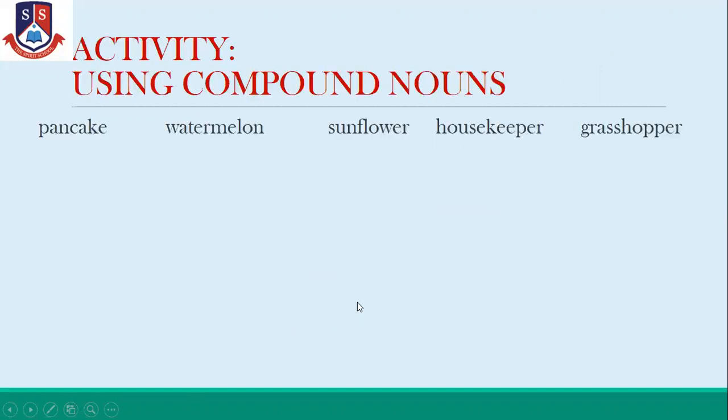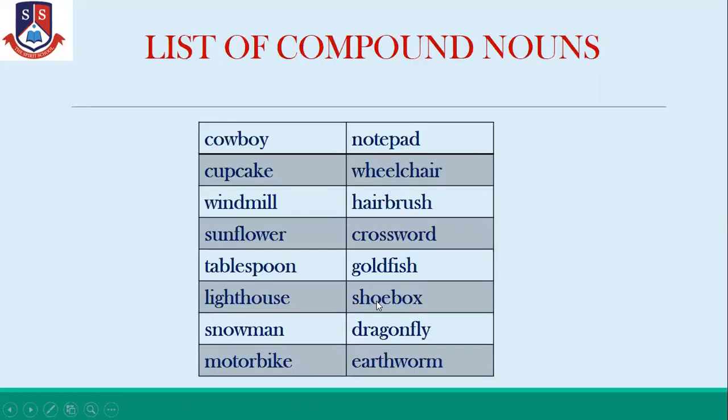Next is shoe, S-H-O-E, shoe, and B-O-X, box, shoebox. Dragon, D-R-A-G-O-N, dragon, and F-L-Y, fly. It becomes dragonfly. Next is also very long, and please don't get confused or don't get scared.